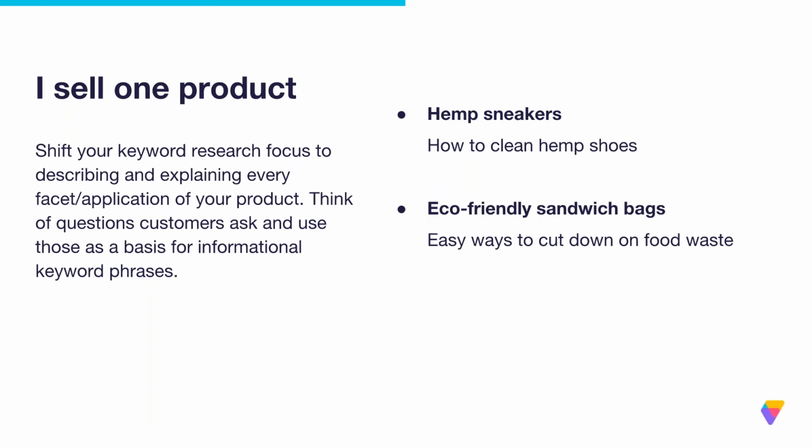So let's take one scenario if you sell just one product. In this case, you would shift your keyword focus to describing and explaining every aspect of that product. We like to think of questions that your customers are regularly asking about the product and to use those as a basis for informational keyword research. For example, if you sell hemp sneakers, you might write about how you can clean hemp shoes, or maybe the benefits of hemp shoes compared to other materials. These informational pages aren't necessarily going to have products on them, but they will help you capture user search queries made on those subjects and bring users to your website.